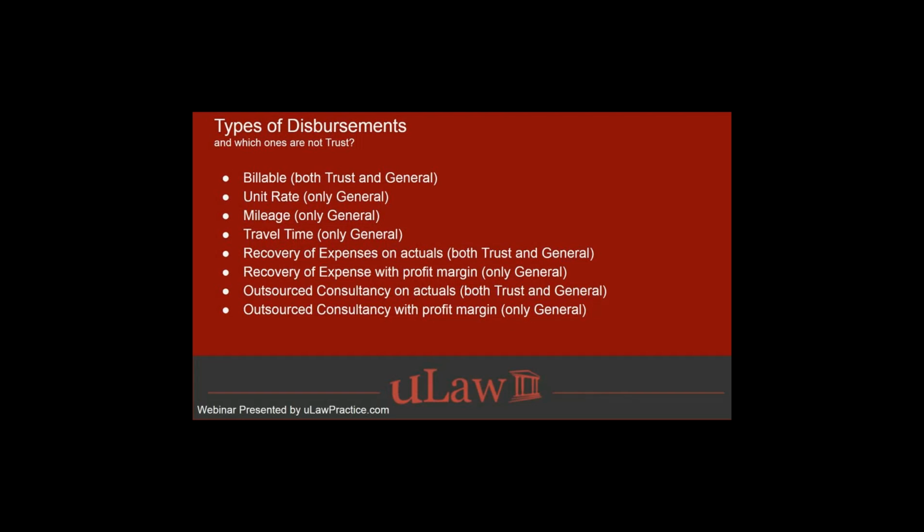Types of disbursements include billable, unit rate, mileage, recovery of expense on actuals. And the key opportunity that a law firm has, especially if you're dealing with a trust account, is that for certain types of disbursements, you do have the opportunity to pay for it directly off the trust account if you've accounted for it in that initial retainer. And that's something that we recommend, of course, based on the nature of your business, nature of the particular matter.